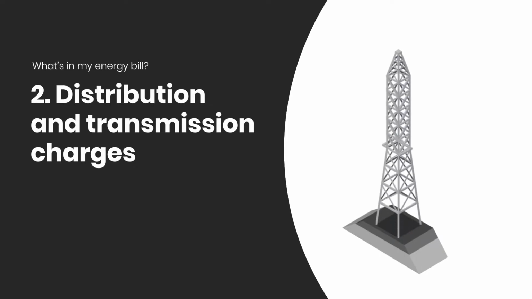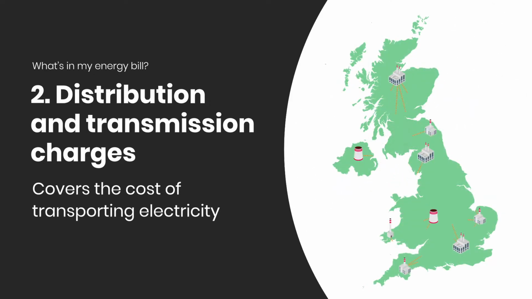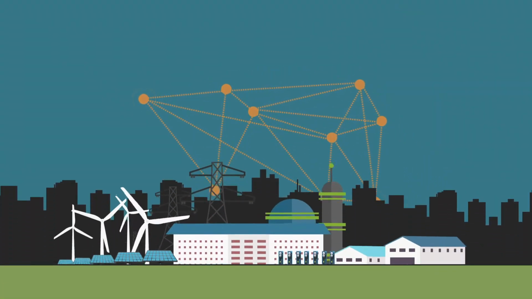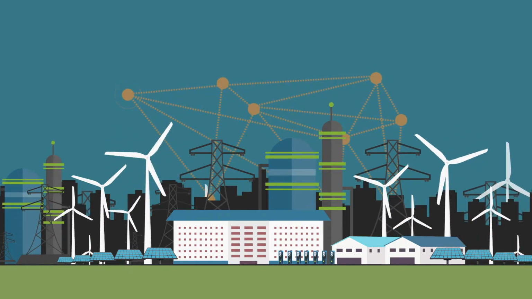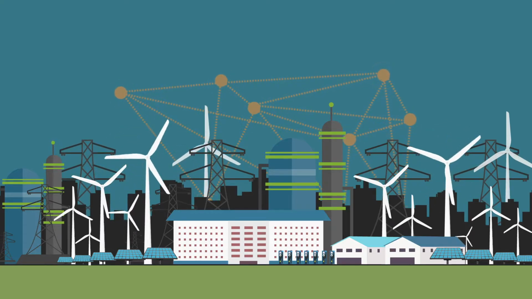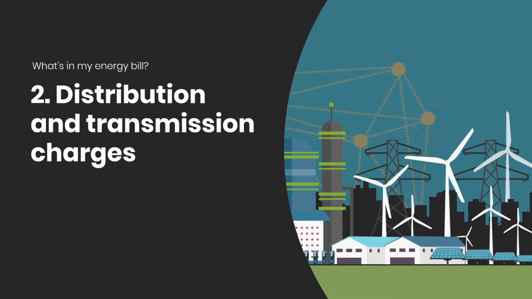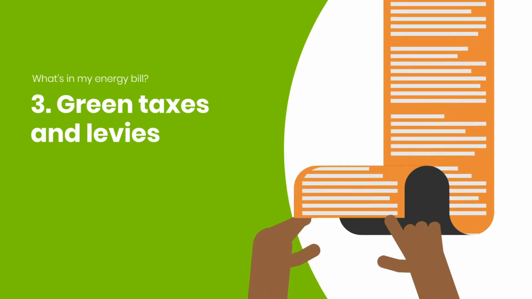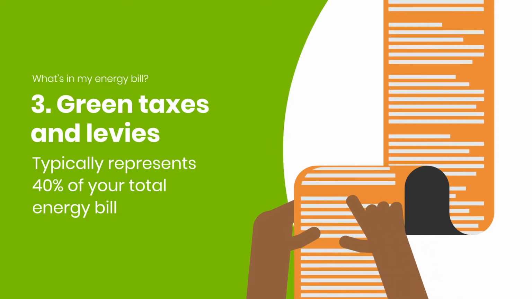Secondly, we have distribution and transmission charges. In its most simplistic sense, this covers the cost of transporting electricity from where it is generated to where it will be used, together with the cost of building and maintaining our electricity network. The steady increase in renewable generation has meant that these charges have also steadily increased to support an ever-expanding and more complex renewable energy infrastructure. Overall, network distribution and transmission charges make up approximately 20% of the bill you receive. Finally, the various green taxes and levies which are now applied to energy charges in the UK typically make up the remaining 40% of your bill.